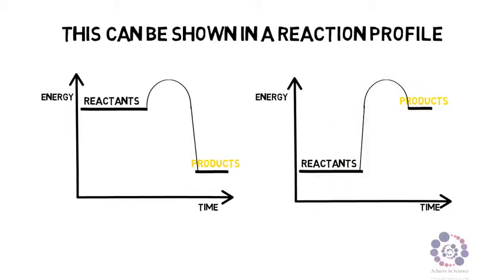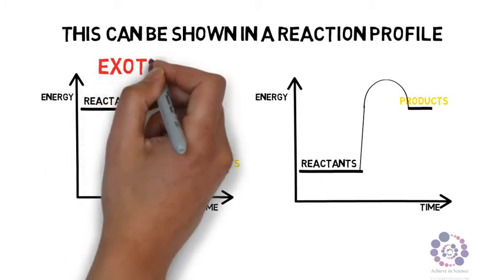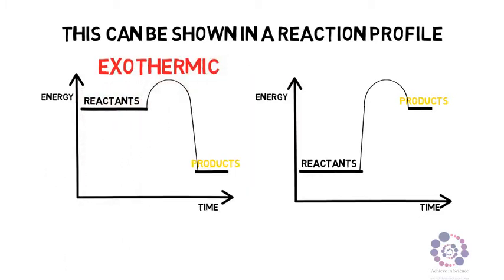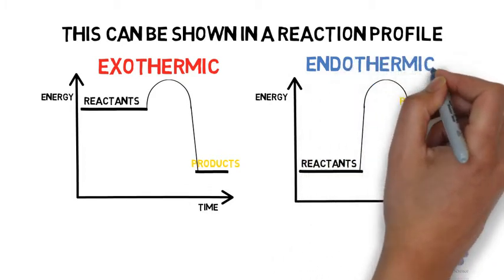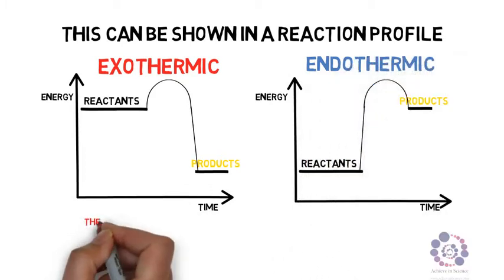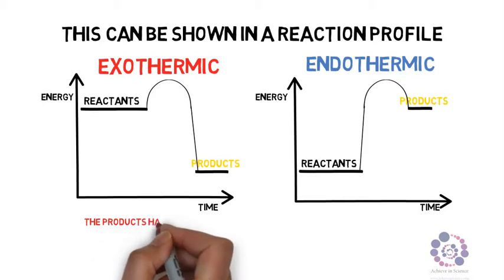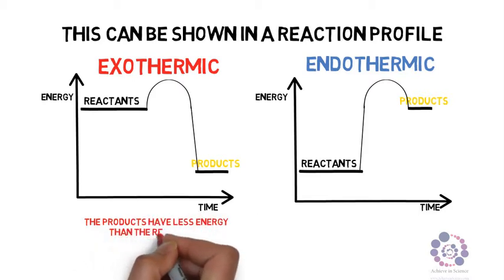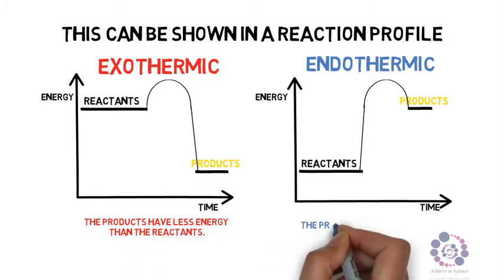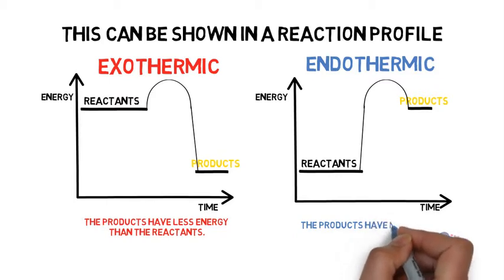Now, the first graph is an example of an exothermic reaction, because the energy has been released from the reactants, whereas the endothermic is shown on the right hand side. So in the first example, the products have less energy than the reactants, whereas in the endothermic reaction, the products have more energy than the reactants.